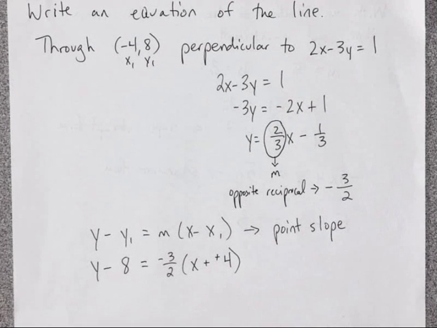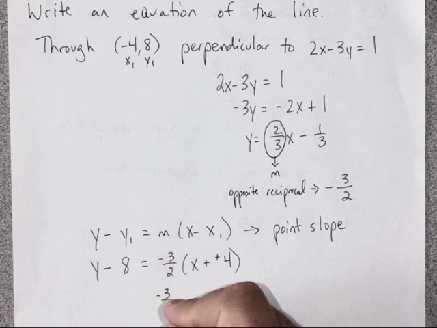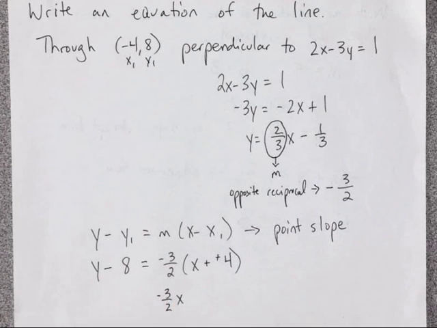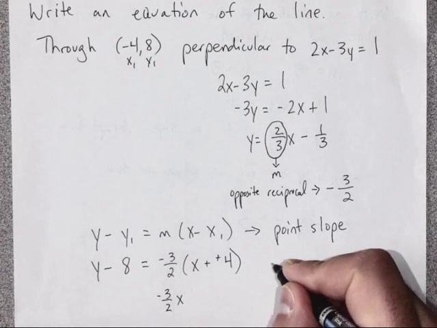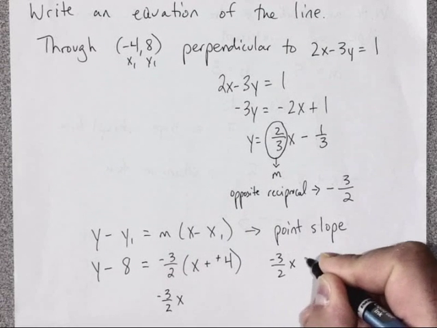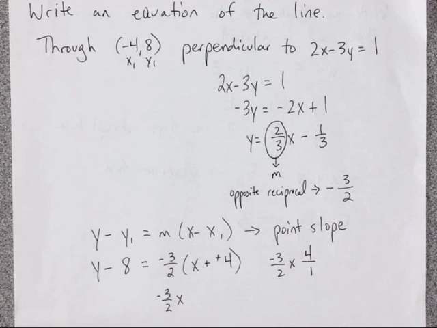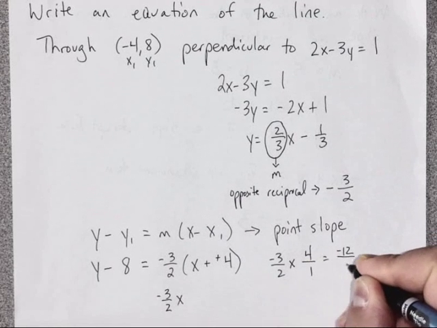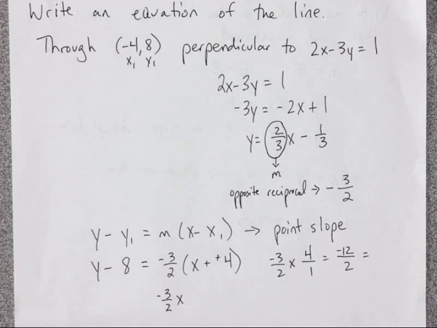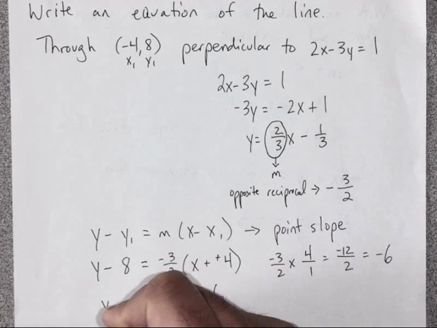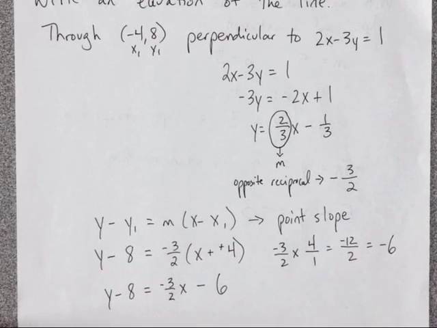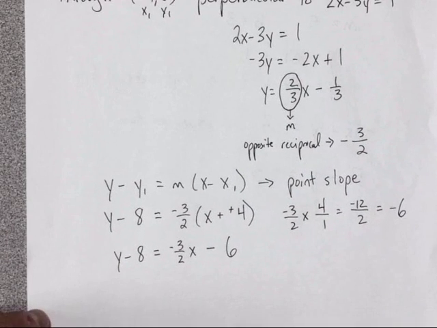Then we want to distribute the -3/2 through the parentheses. And so when I multiply -3/2 times 4, I'm just going to show some side work over here. I can write 4 as a fraction 4/1. So basically that gives me -12/2. Multiply the numerators and the denominators, and then divide to give me -6. Okay. And then last step is to add 8 to both sides.